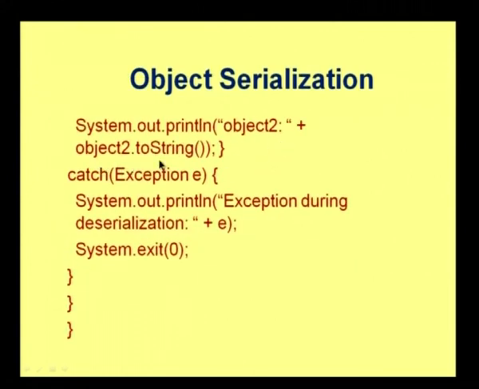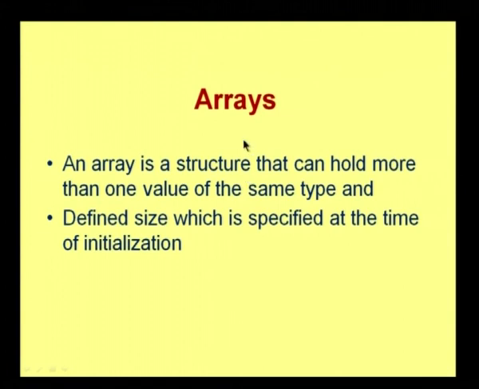Then I am calling the toString method. We have implemented the toString method in which it will print all the state of your objects. And whenever you have an exception, the exception could be raised during your serialization process or your deserialization process. So next we will look into what is an array.